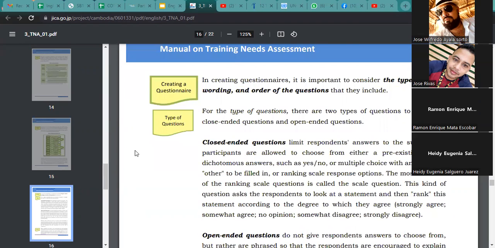I have read a lot today. Heidi, could you please help me with these three paragraphs? Sure. The first one is creating a questionnaire.